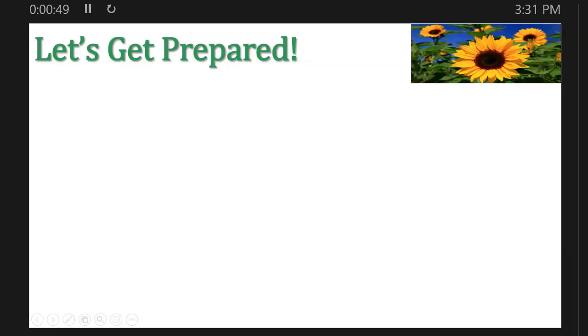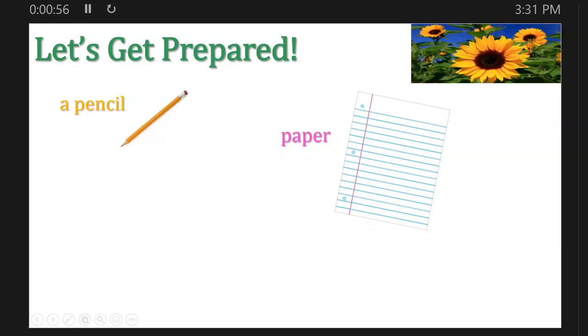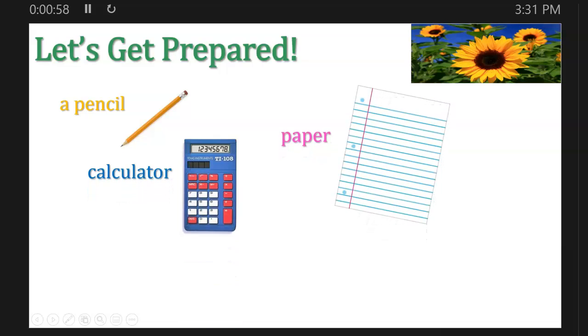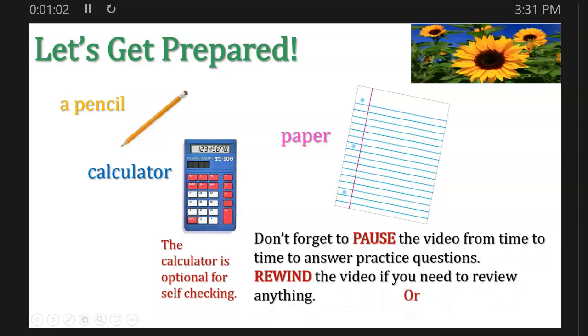So let's get prepared for today's lesson by getting a pencil, and we're going to need one with an eraser hopefully, and paper so we can take notes, and an optional calculator in case you want to check yourself. Don't forget to pause the video from time to time to answer the practice questions. That is the best way to learn, is to try the problems on your own after watching the lesson and then checking to see if you're correct. Also rewind the video if you need to review anything before trying to answer the questions.